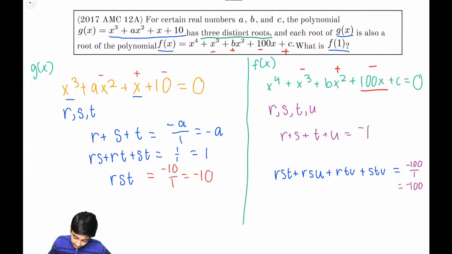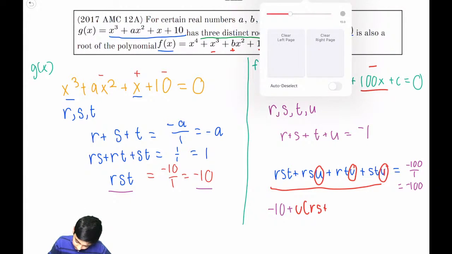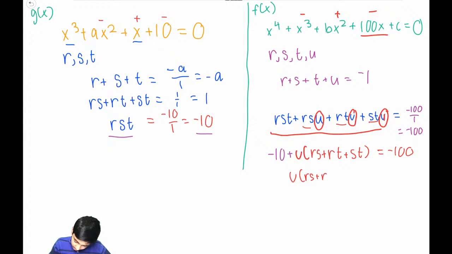So now what we can do is see that this expression is factorable. We know the value of rst, right? From our other polynomial, we know that rst is negative 10. So that's negative 10 plus, we've got u constant in all these terms. So since we've got u constant, we can just factor u times rs plus rt plus st, right? I factored out the u and converted this to rs, rt, st. Which is negative 100, meaning that u times rs plus rt plus st is going to be equal to negative 100 plus, so we add 10 to both sides to get negative 90.